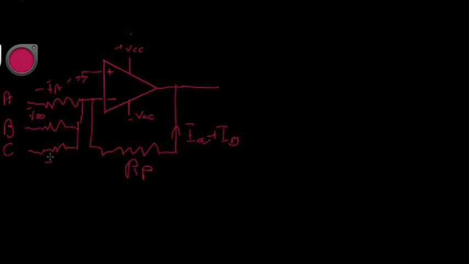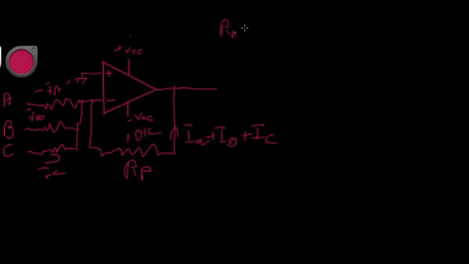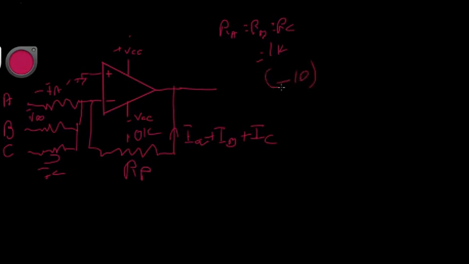Here we have current IC. Again, it's added here. So the application of our amplifier is relatively straightforward. If we pick, for instance, a resistor here of 10k ohms, RA equals RB equals RC equals, say, 1k ohm, then we have a gain of minus 10 for each one of our channels A, B, and C.